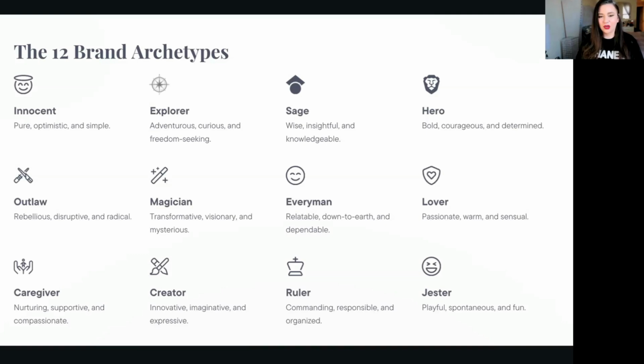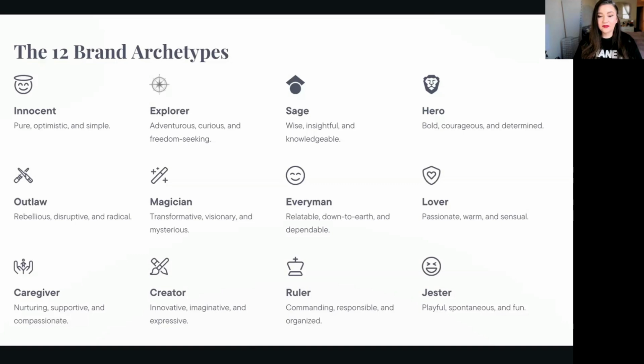Innocent: pure, optimistic, simple. Explorer: adventure, curious, freedom seeking. For American brands, we're looking at an REI type, or Patagonia is another brand that definitely fits into that explorer type. If you're a coach, you might resonate with the sage, which is wise, insightful, and knowledgeable. Hero: bold, courageous, and determined. We can think of a lot of brands that fit into that. Even Apple kind of fits into that.